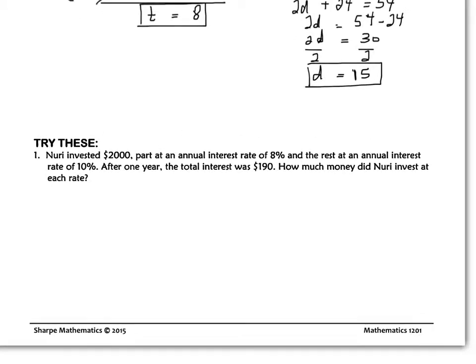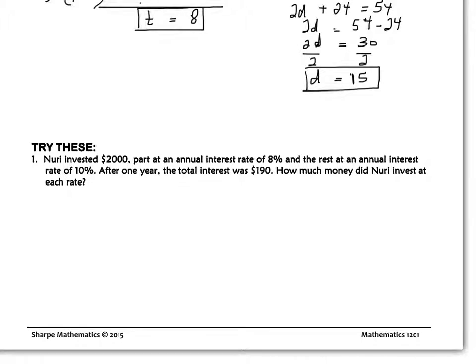Okay, so the next example is an investment one again. You're given: you invested $2,000, part at an annual interest rate of 8% and the rest at an annual interest rate of 10%. After 1 year, the total interest was 190. How much money did Nuri invest at each rate? So the two things we're looking for is the amount at each rate, basically how much you invested at each rate.